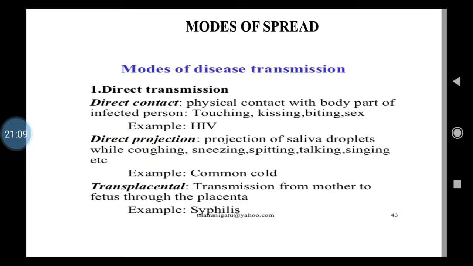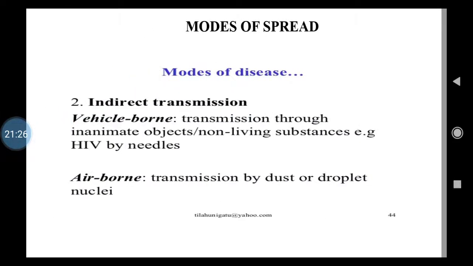Then transplacental transmission, or vertical transmission, that is from mother to fetus. We can take the example of syphilis, which is due to transplacental transmission. Then the indirect modes we will discuss. The indirect modes include vector borne, vehicle borne and fomite borne.